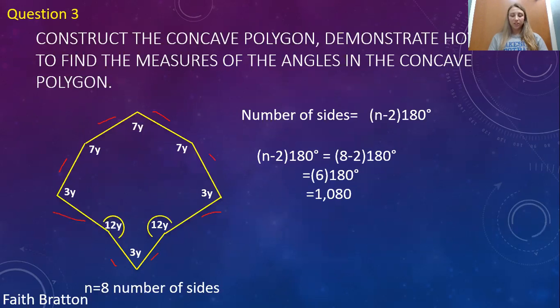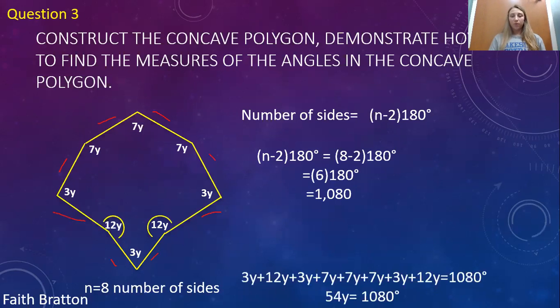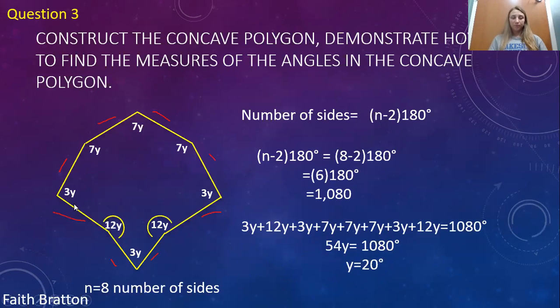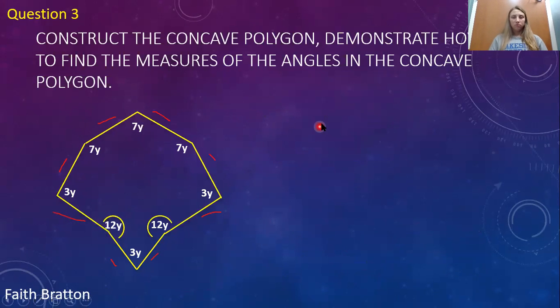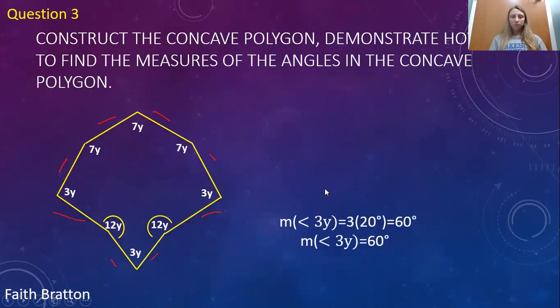Next, set the sum of the measures of the interior angles equal to that value and solve for y. So what we're going to do is add up each one. Let me get my little laser. We have 3y plus 12y. Where did that go? Hold on one second.